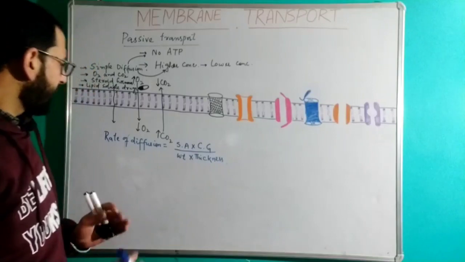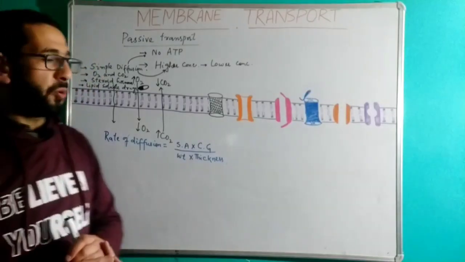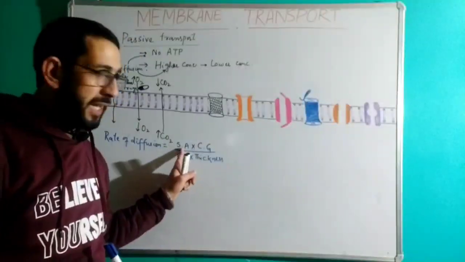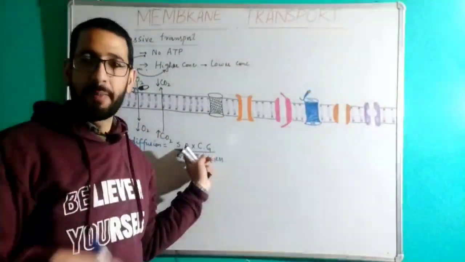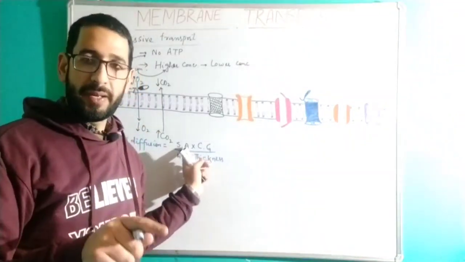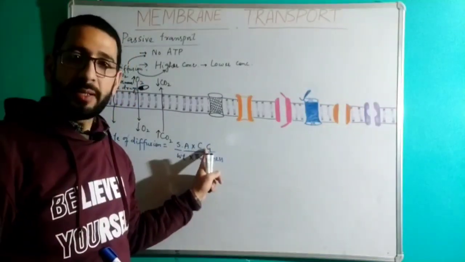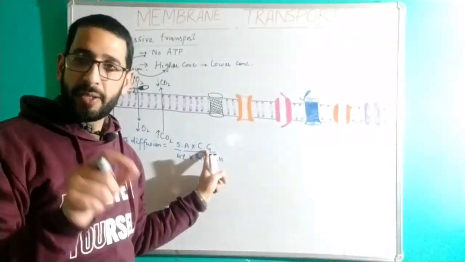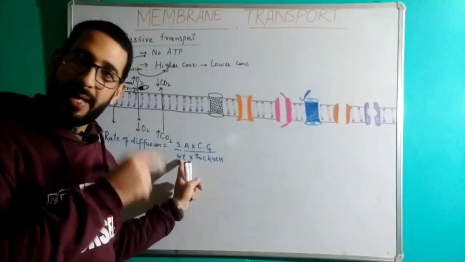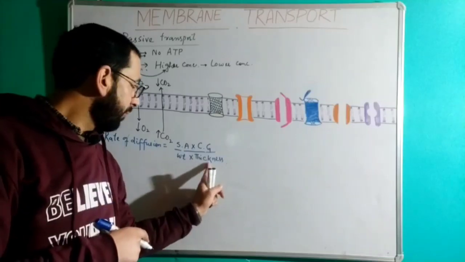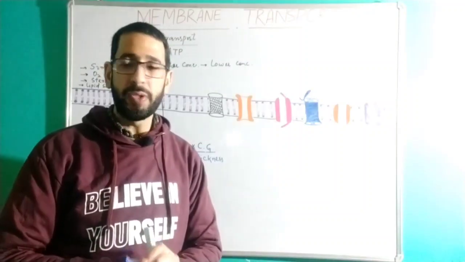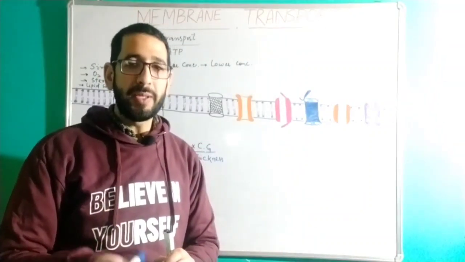So we can say that the rate of diffusion is equal to the surface area of the plasma membrane. More the surface area, more will be the rate of diffusion. Then it is concentration gradient. More the concentration gradient, more will be the rate of diffusion. Then there is weight. More the weight, less will be the rate of diffusion, and more the thickness of the cell membrane, less will be the rate of diffusion. So we have talked up to now about simple diffusion.